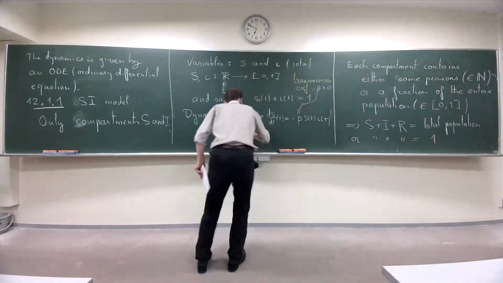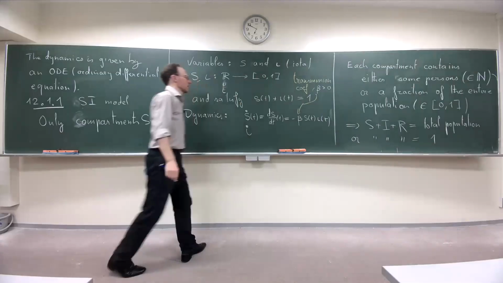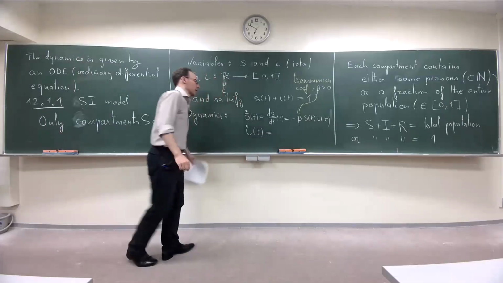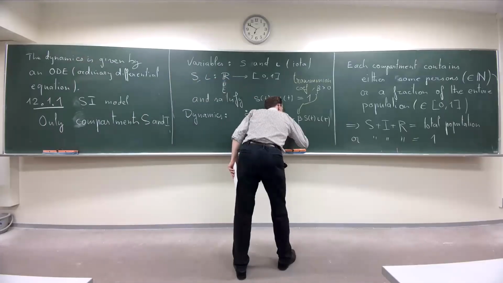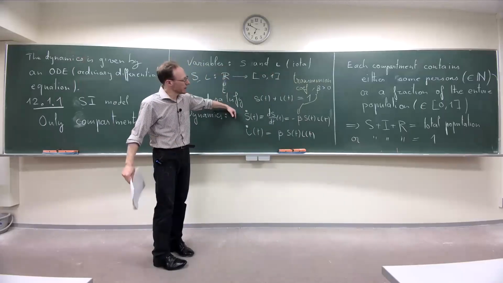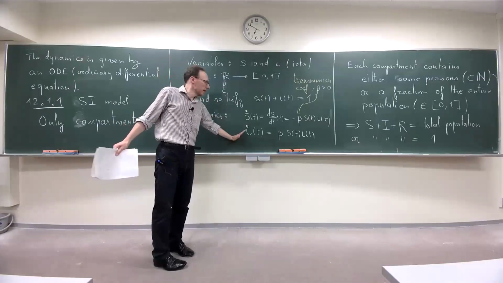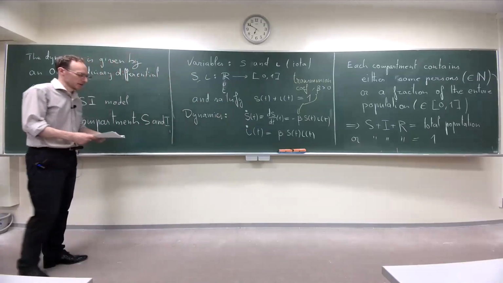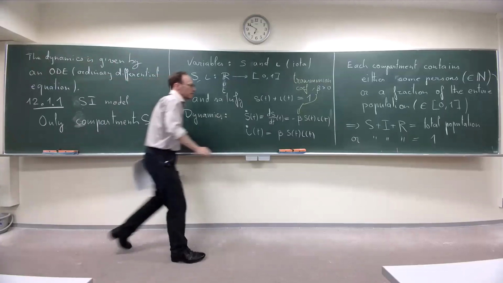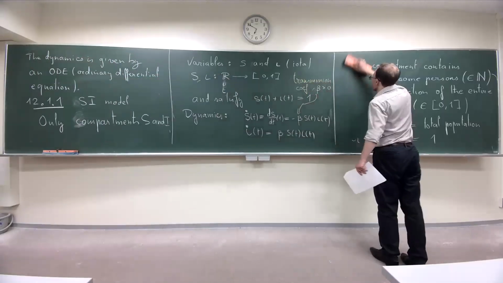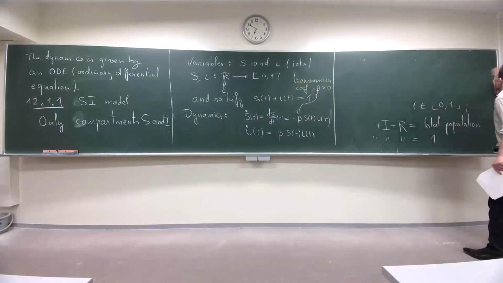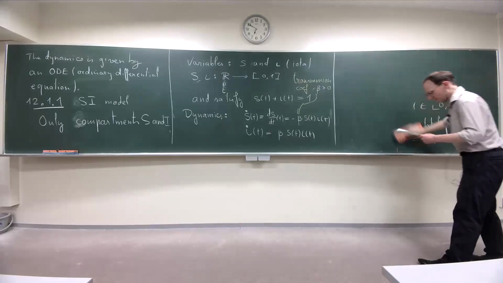And of course we need a second equation. And now you understand why I didn't want to put a dot. The derivative of iota has to be equal to beta S of t iota of t. Because people leaving S have to enter somewhere, and that's why you have the same thing. All right? And of course, this system is simple in the sense that since we have only two variables and they sum up to 1, you can rewrite this in an even simpler form.